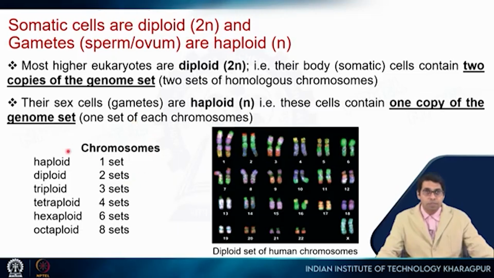This is just for your information: if there is one set of chromosomes, it is called haploid. If there are two sets of chromosomes, it is diploid. We can have 3, 4, 6 and 8 sets, right. Strawberries are an example of octaploid, where they have 8 sets of each chromosome. Strawberry has 7 chromosomes, and there will be 8 sets of each of those, so 7 times 8, 56 chromosomes are present in a strawberry.